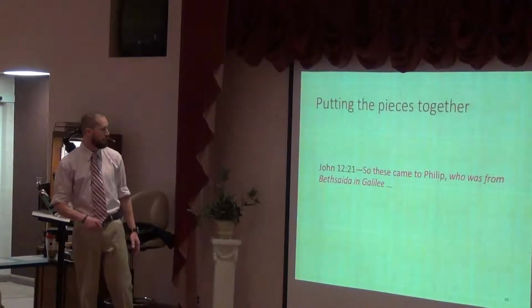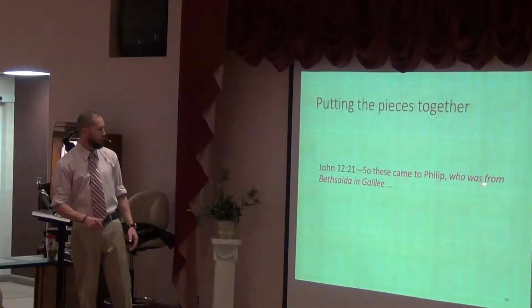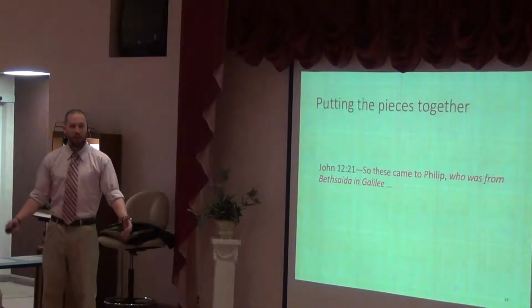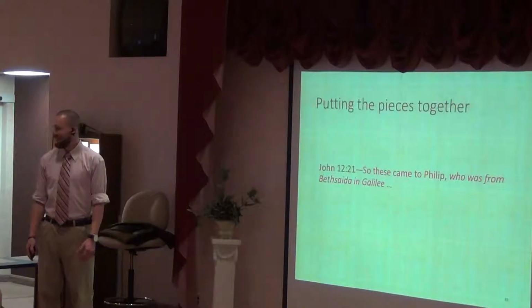But then in John chapter 12, when we read a totally different story, totally different context, that has nothing to do with the feeding of the 5,000, "these came to Philip," who was from where? He asked Philip because he goes, Philip, this is your neck of the woods. Where's good to eat? Right?